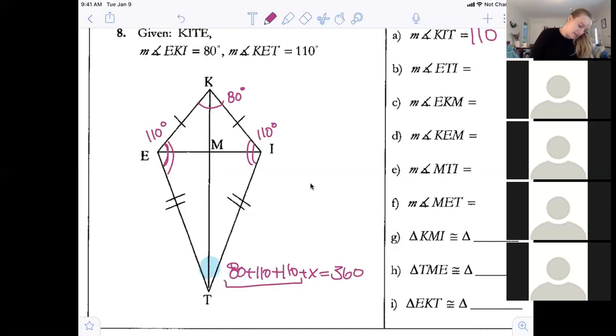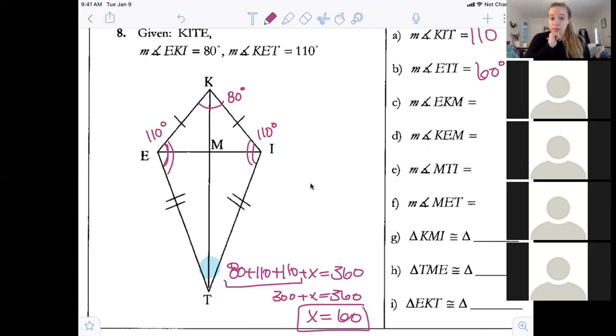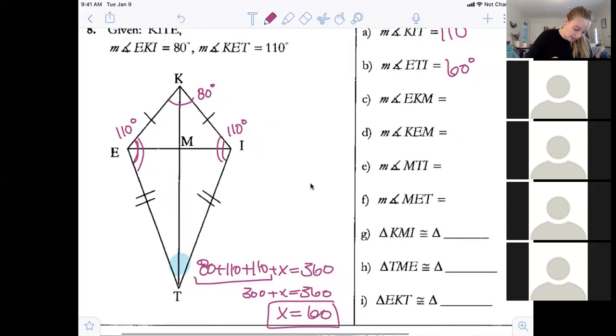If I add these, I think I get 300. And then if I minus that, I get 60. So we got to remember not even just the new stuff we learned, but the old stuff we learned a long time ago. Good work, Sydney. That's my ETI.